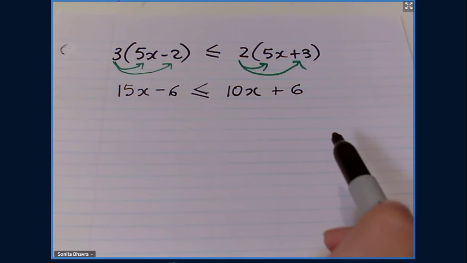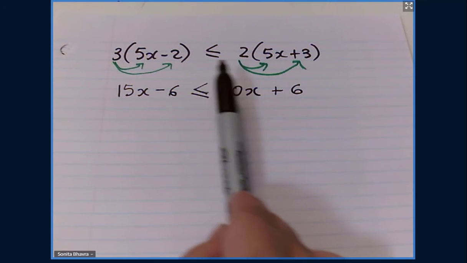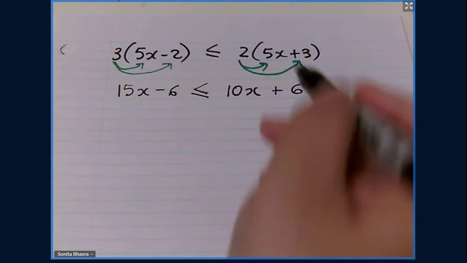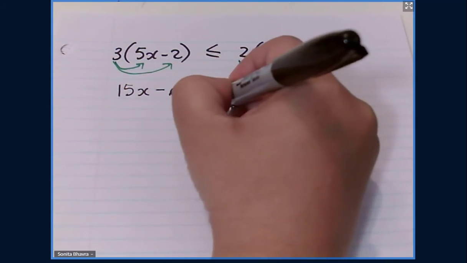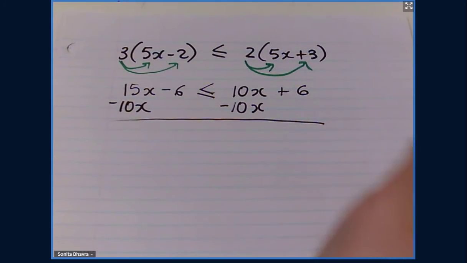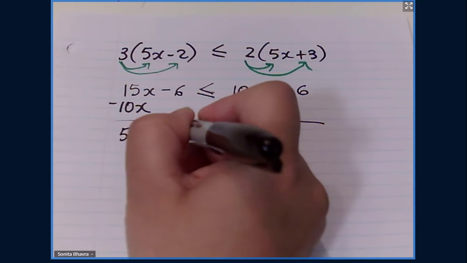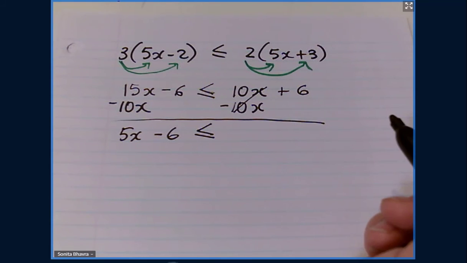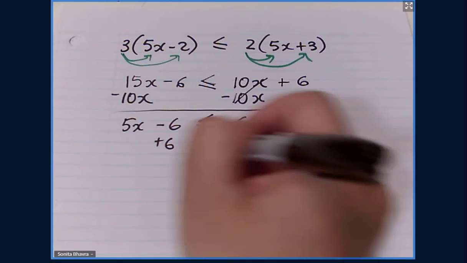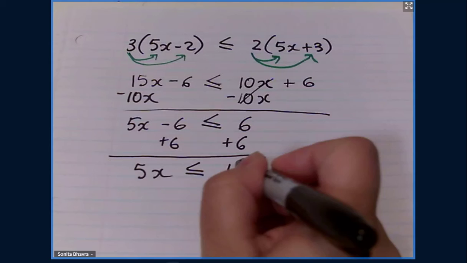So now take a look at your left side and right side, and if you can collect anything. We really can't. So it's time to start moving things over across the symbol. So I'm going to take the 10x, I'm going to subtract it on both sides. So that leaves me with 5x minus 6 is less than or equal to 6. Add 6 to both sides. So we're left with 5x is less than or equal to 12.